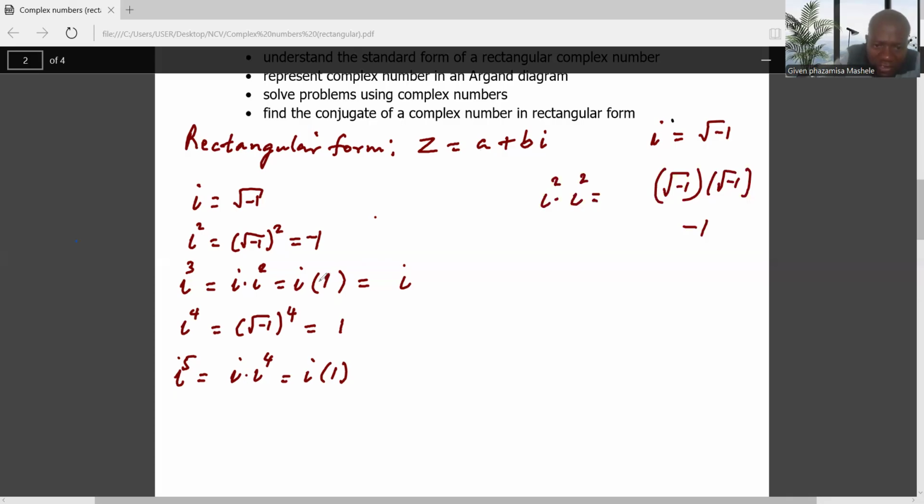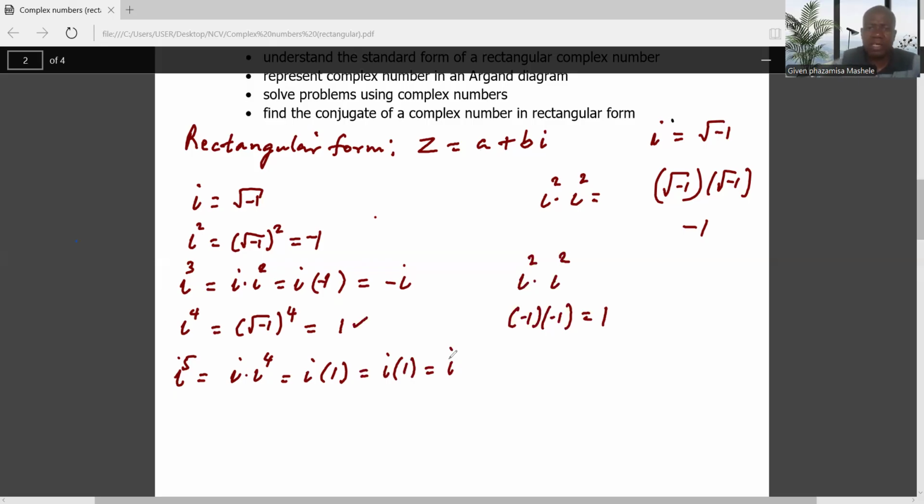Okay, fine. So this is -i, then this would be i squared, which is -1. Then this is i squared multiplied by i squared, so -1 times -1 gives us 1. Then how about this? This will be i times i to the power 4, which is 1, so the answer becomes i.